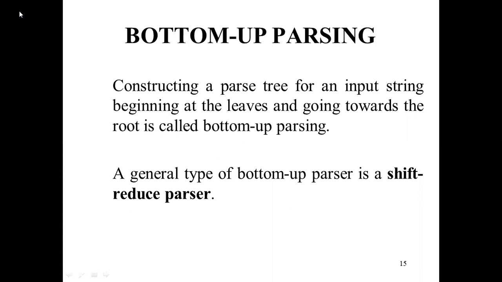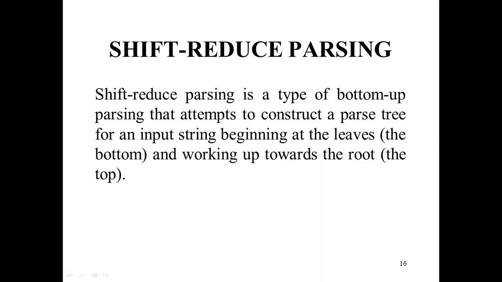So there are two types of method. So what is the shift reduce parser? You are already aware of this. This is also called bottom up parsing, which attempts to construct a parse tree for an input string, beginning at the leaves and working up toward the root node. So here we can form the root node easily.